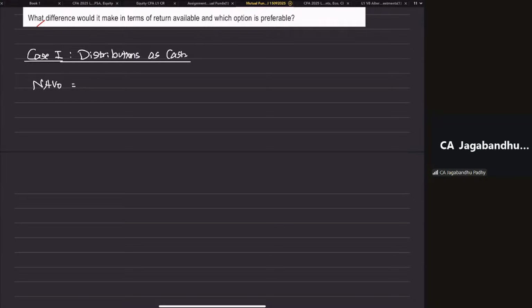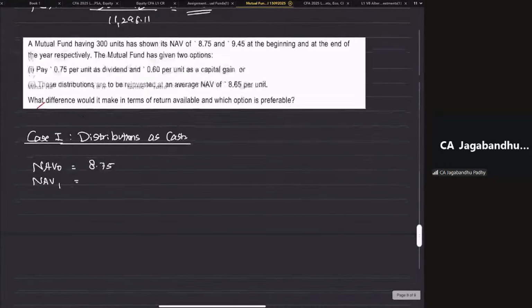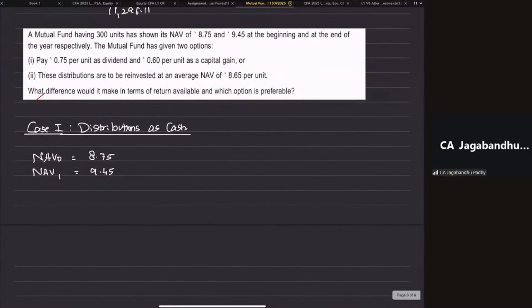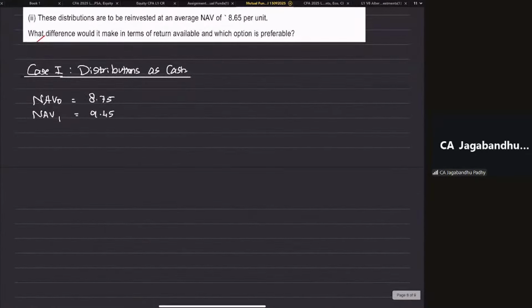Okay, let me just come back to it later. Yeah, so NAV at the start is 8.75. And what's the NAV at the end? It's 9.45. So NAV at the start is 8.75, NAV at the end is 9.45, and the distributions that we have are 0.75 and 0.6.